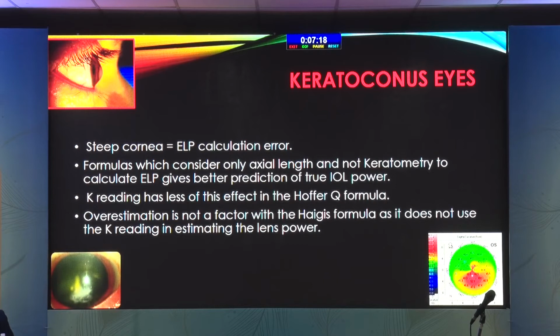The formulas which consider only axial length and not the keratometry to evaluate the effective lens position usually give a good predictive outcome of the true IOL power. The K reading has less of this effect in the Hoffer Q formula, and overestimation is not a factor with Haigis formula as it does not use the K reading in estimating the lens power.